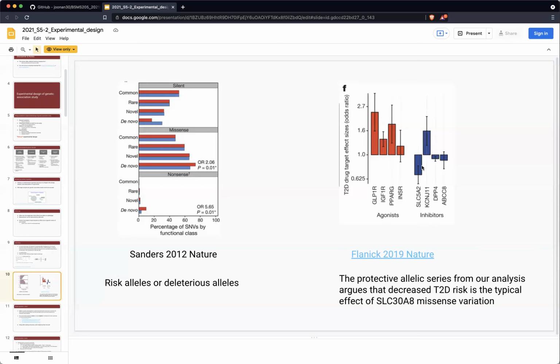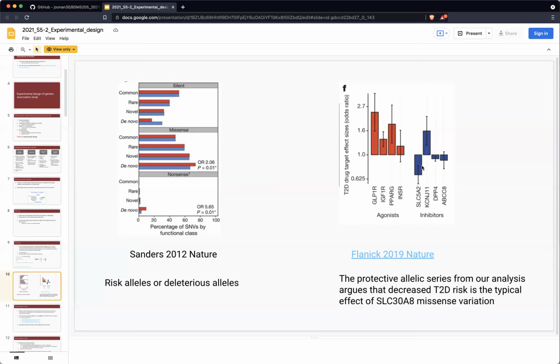Then these things are useful, because you can predict the risk of having certain diseases, not just type 2 diabetes, but also cardiovascular traits or some inflammatory diseases.